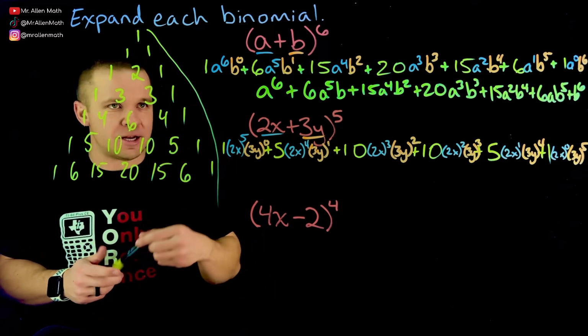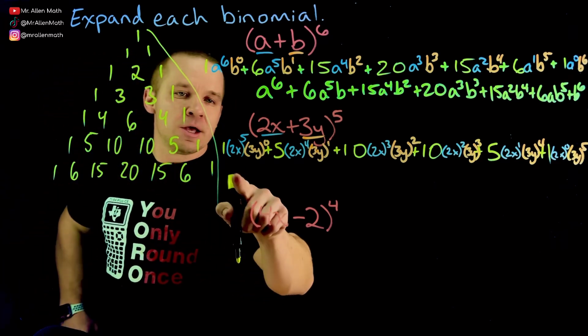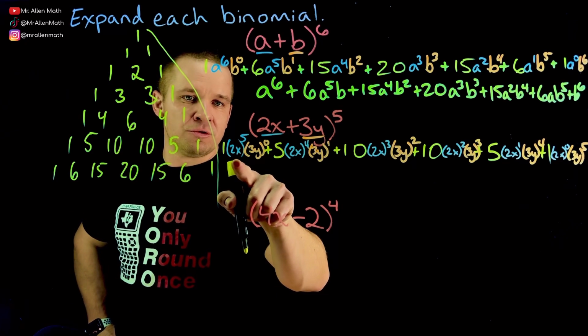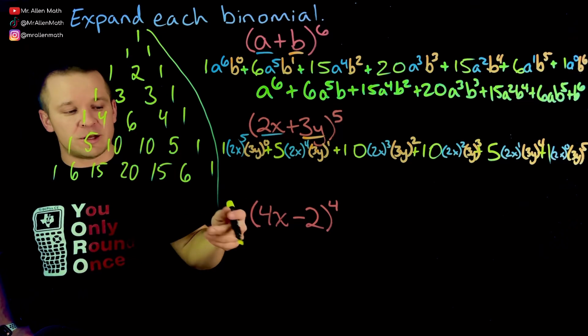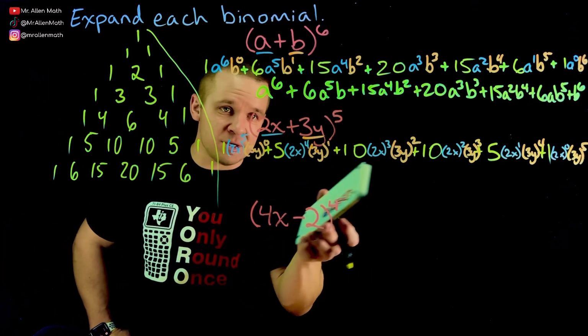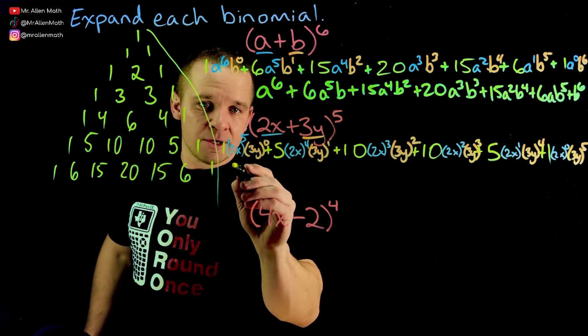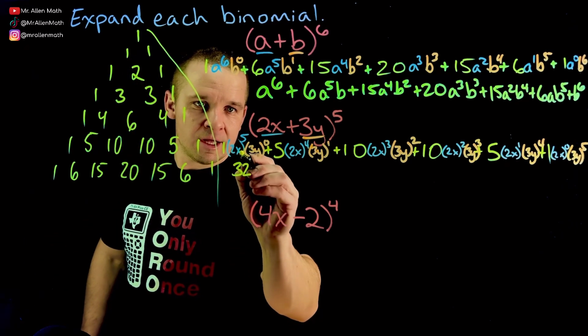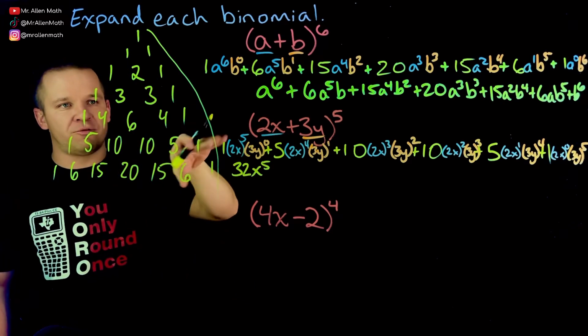I'll just use the neon yellow at this point. It's a little more fine-tipped. I can write a little better. So I've got 1 times 2x to the 5th. Well, what's 2 to the 5th power? That's 32. And if you didn't know, that's okay. Pop it in the calculator. Some of these numbers are going to get kind of big. So 2 to the 5th is 32. So I have 32x to the 5th. That's it for that term, because the 3y to the 0, poof, it's gone.